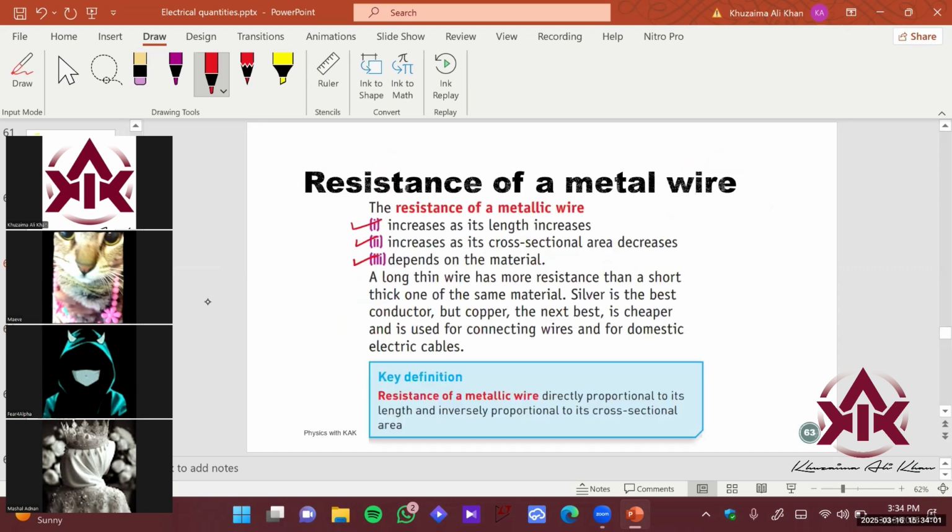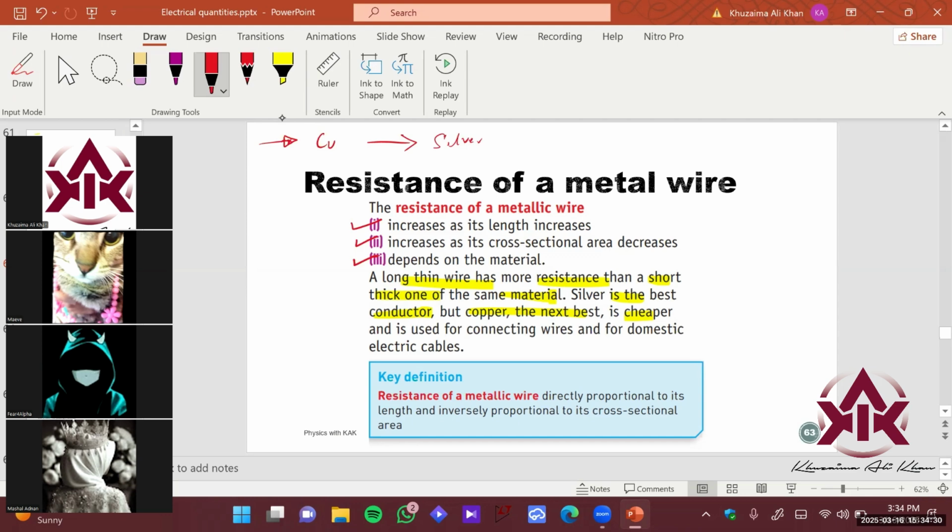Let's read the remaining theory here. A long thin wire has more resistance than a short thick one of the same material. Silver is the best conductor. That is why you might have seen in Karachi, K Electric has replaced all the copper wires with silver. But copper is the next best, and is cheaper. Do you remember in Karachi all the wires were made up of copper first? Now they have been replaced by silver.